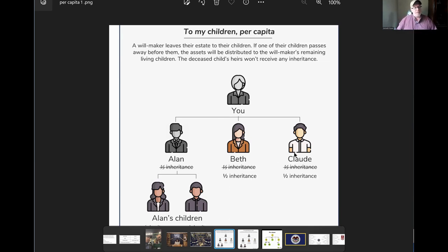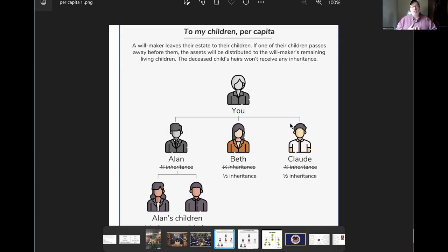So Alan, Beth, and Claude are your descendants. You're supposed to get a third each. And then Alan dies, but he has 2 children. Under per capita to my children, Alan's kids get nothing. Okay, that's the thing. So then Beth and Claude get their balance. They get half each. That's per capita to my children. So that means only the living children get the money. If somebody dies first, everyone else is out of luck.